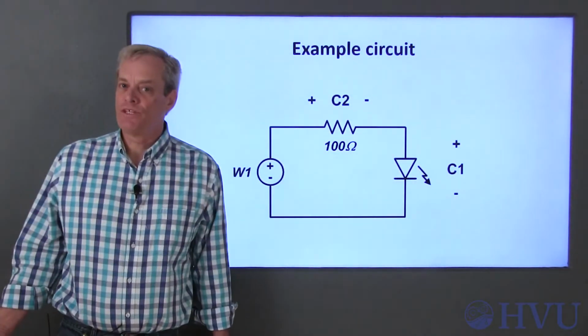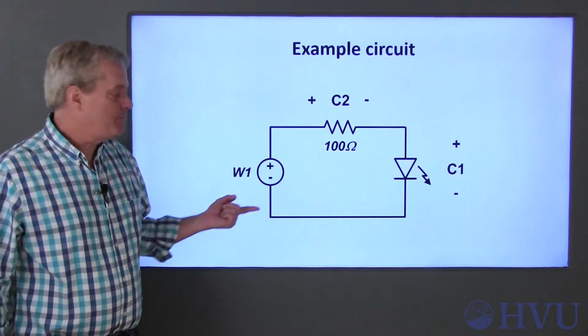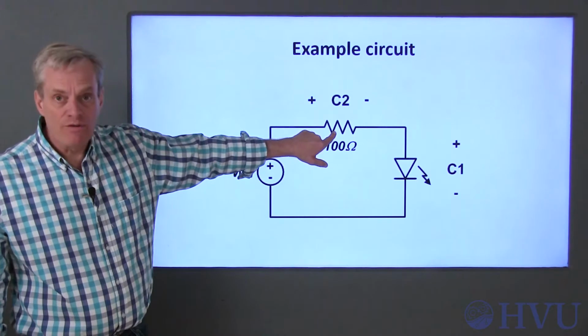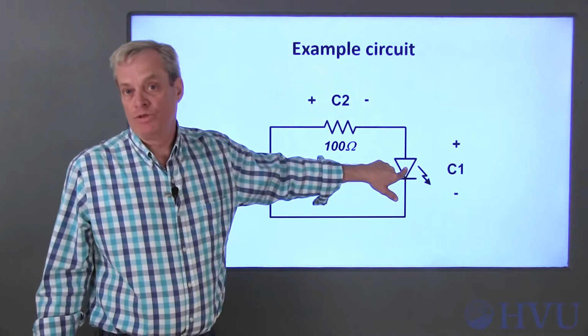To demonstrate use of the oscilloscope, I'll measure voltages in this circuit. The power supply will apply a time-varying voltage to the circuit, and we'll use channel 2 of the oscilloscope to measure the resistor's voltage, and channel 1 will measure the voltage across the diode.